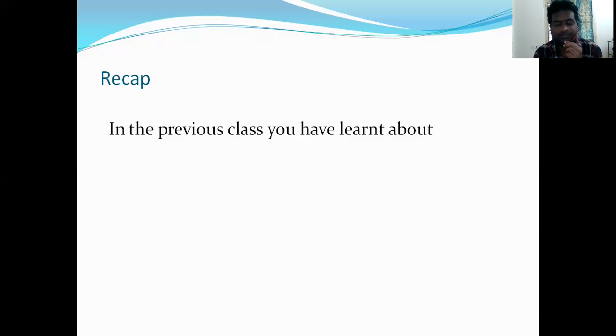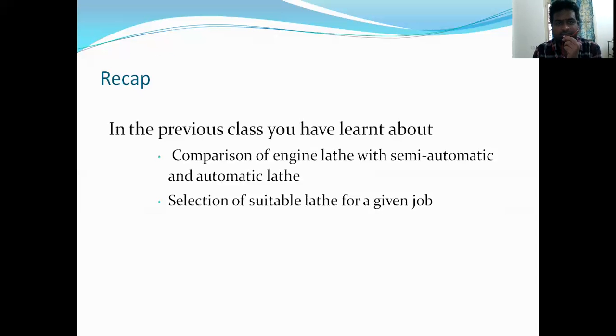Okay, right. And after that, power requirements. The power requirement of the automatic lathe is 10 times greater than the engine lathe. In semi-automatic lathe, it is 5 times greater compared to the engine lathe, right? So in engine lathe, the power requirement is less as compared to the automatic lathe and semi-automatic lathe.